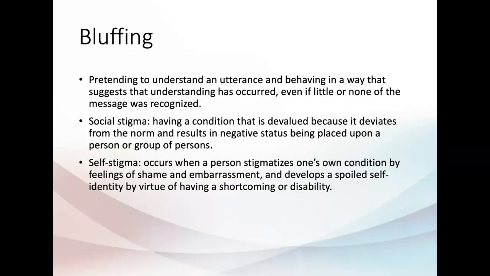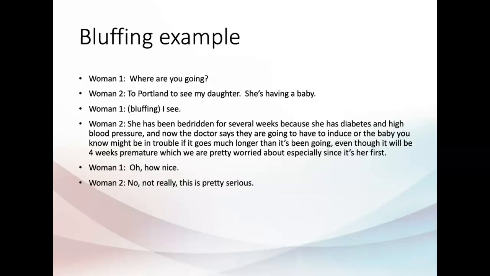So social stigma is having a condition that is devalued because it deviates from the norm and results in a negative status being placed upon that person. Self-stigma is when that occurs and a person does that to themselves, basically. And it will often lead to bluffing because they just don't want people to know they have hearing loss. They're in that stigma stage, if you will.